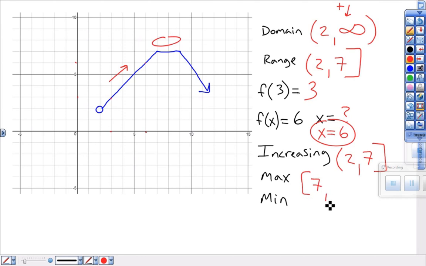Increasing is going up from left to right, from rounded 2 to positive 7. The maximum, since it's a plateau, is 7, 9 with square brackets. The minimum is undefined because this arrow is going down. This is going to go quick, so write those down quick. There's no minimum. It's undefined.